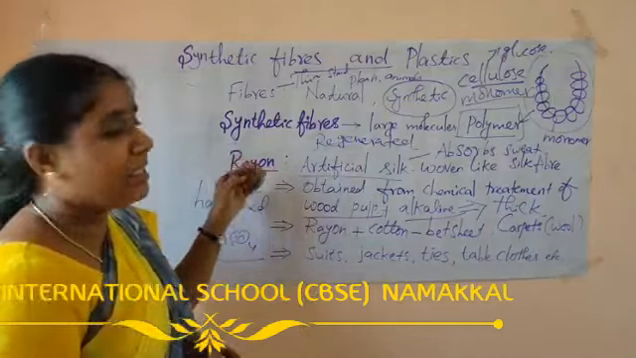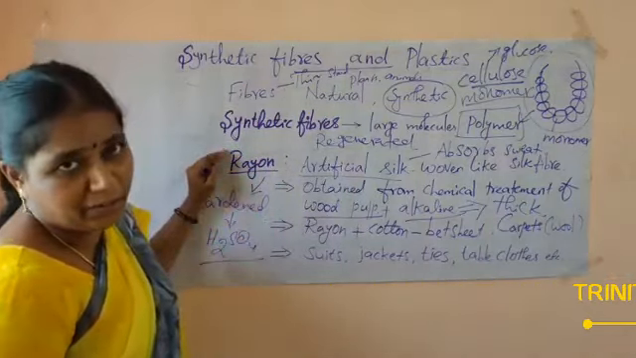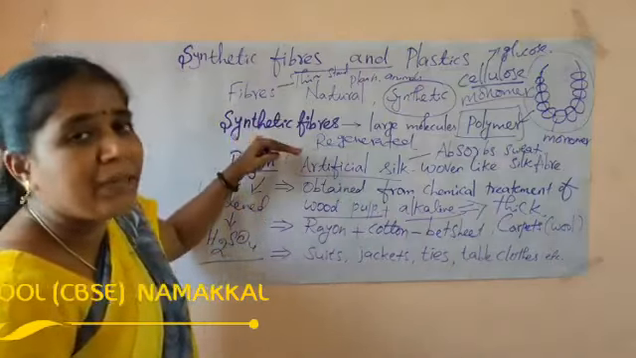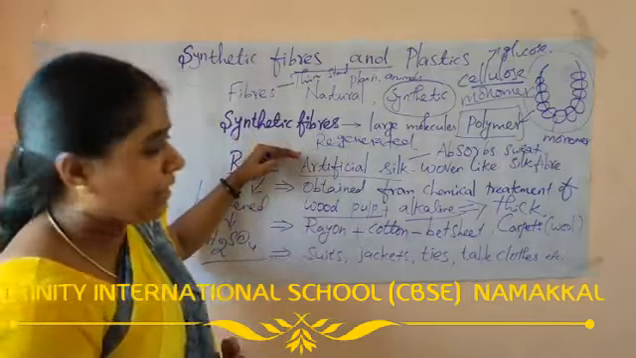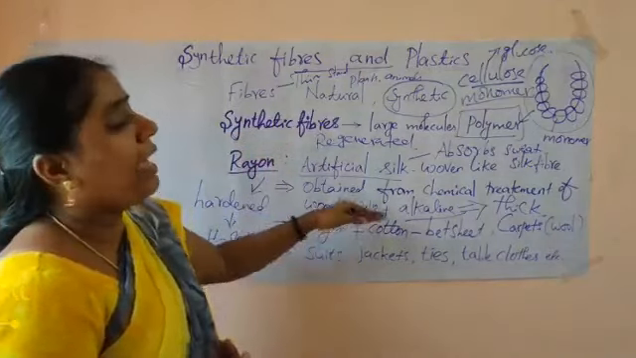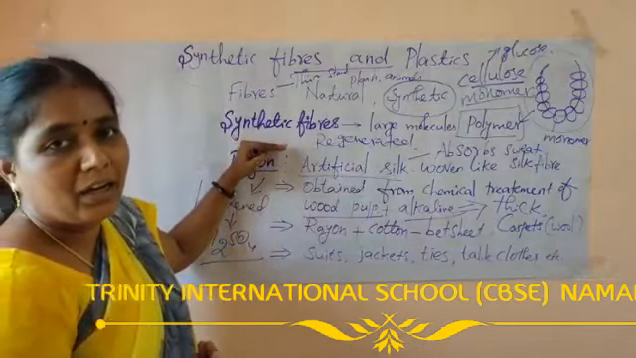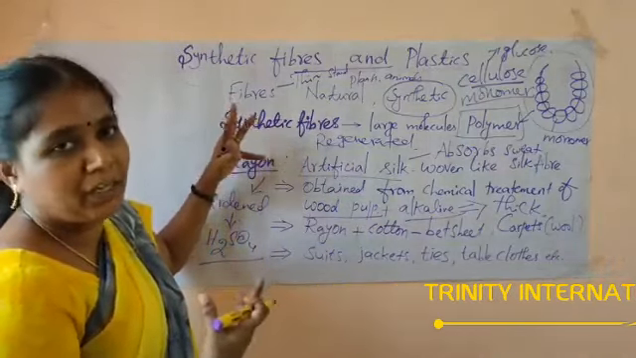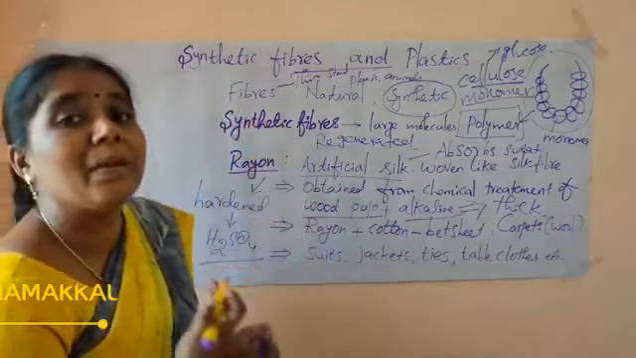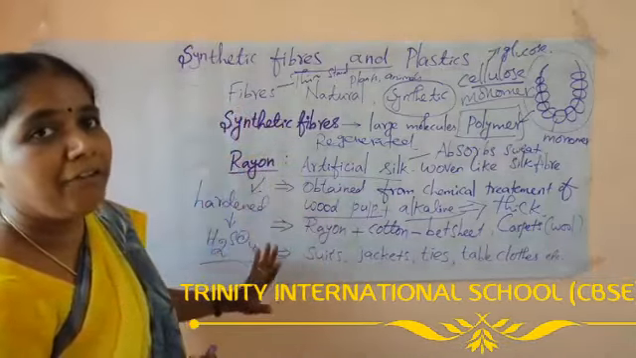And we can say this rayon is one of the semi-synthetic fibers because it is not fully made with synthetic material. It is made with the help of a natural material, wood pulp, and then chemicals. So we can say that rayon is not fully synthetic fiber, it is semi-synthetic fiber.